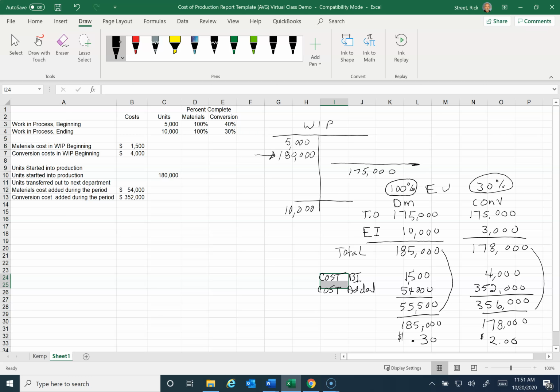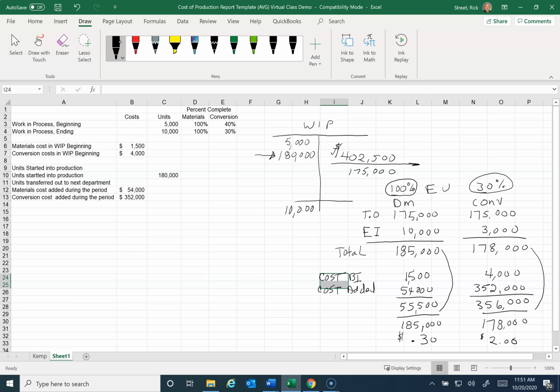So of the units transferred out, that's 175,000 times the $2.30. That means $402,500 transferred out to the next department or into finished goods, whichever it is. That cost is assigned to those 175,000 units.